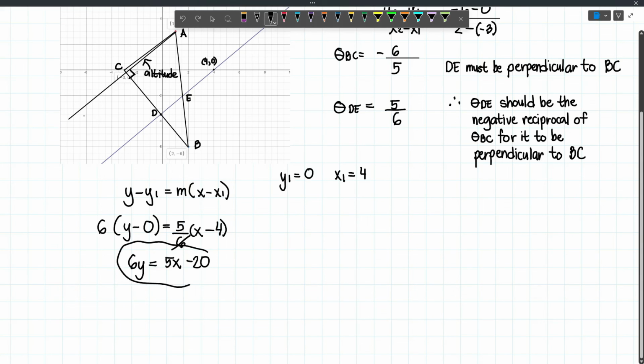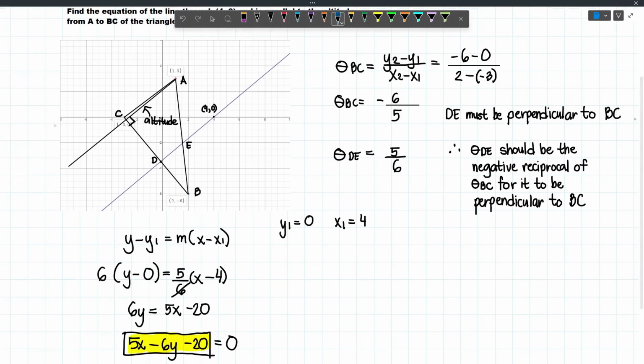And then let's equate this to 0 so that we can get the general form. That will be 5x, let's move this to the right, it will be -6y, and then minus 20, that's equal to 0. And so this will be the equation of our line, which is this one.